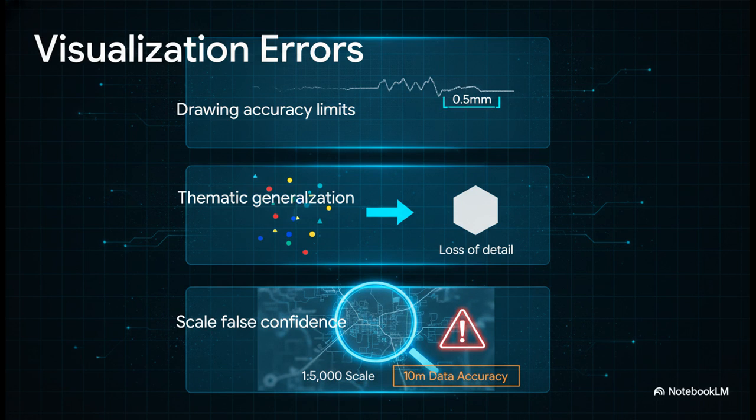And third, scale false confidence. This one is a massive trap. Displaying data that was collected with a mere 10-meter accuracy on a highly zoomed-in 1 to 5,000 scale map gives users a dangerous false confidence in the precise location. Basically, the digital interface is writing checks the underlying data simply can't cash.